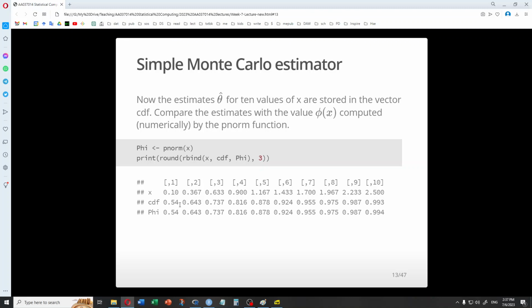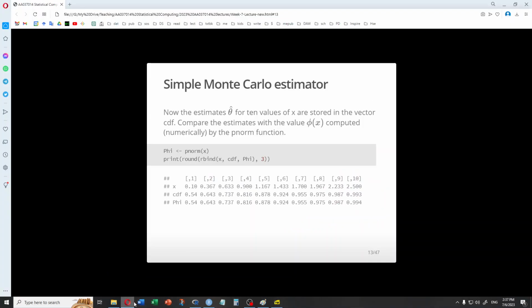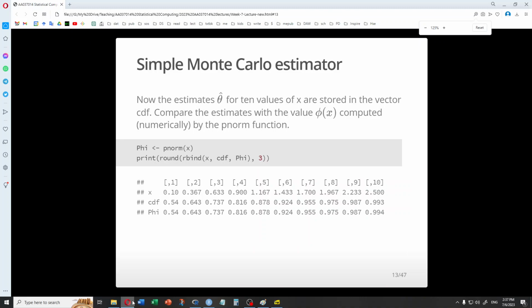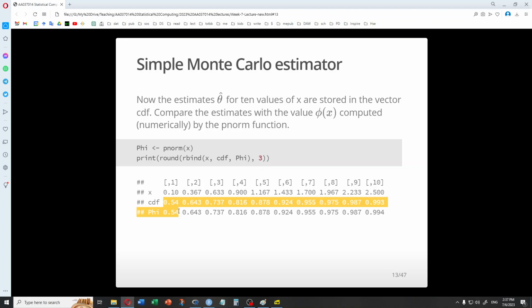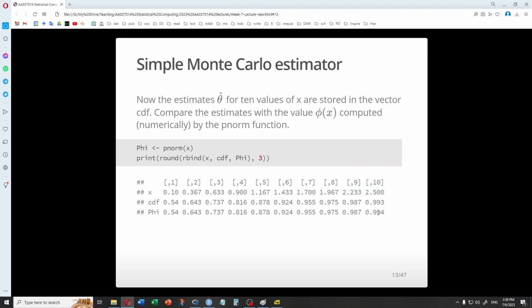And as you can see, in the middle part, we are evaluating this part and this part. In the middle, the numbers are quite close to each other. Here from the Monte Carlo integration you have 0.54, and from the pnorm function you also have 0.54, but it is a little bit different when you go towards the end. But I think it's only one difference.